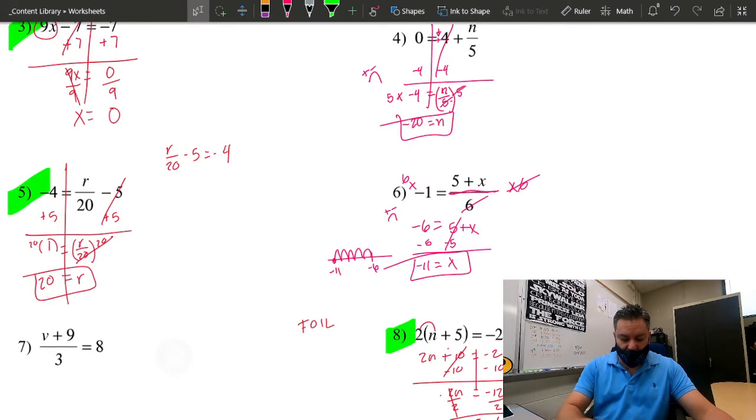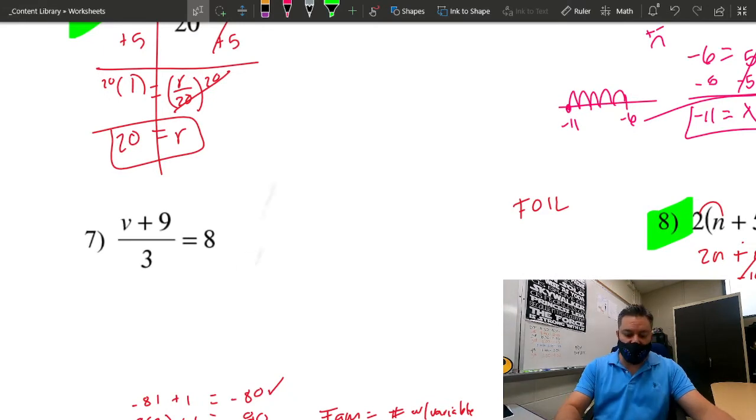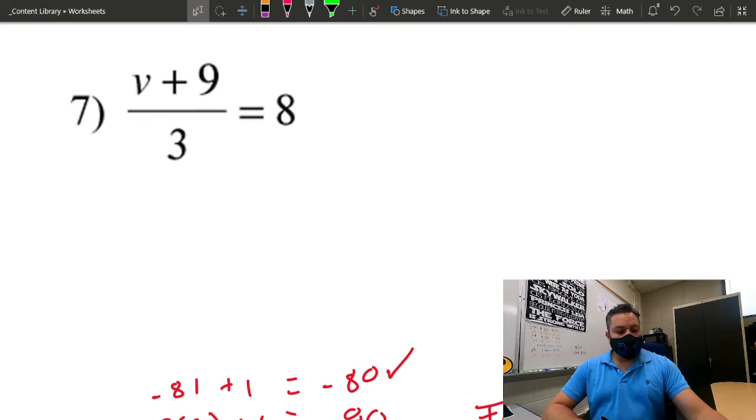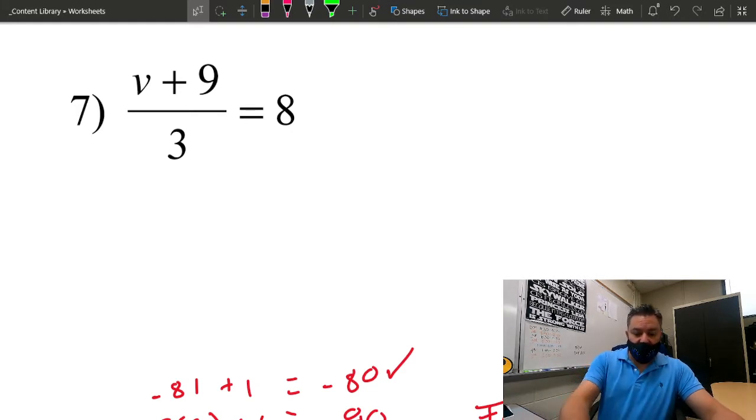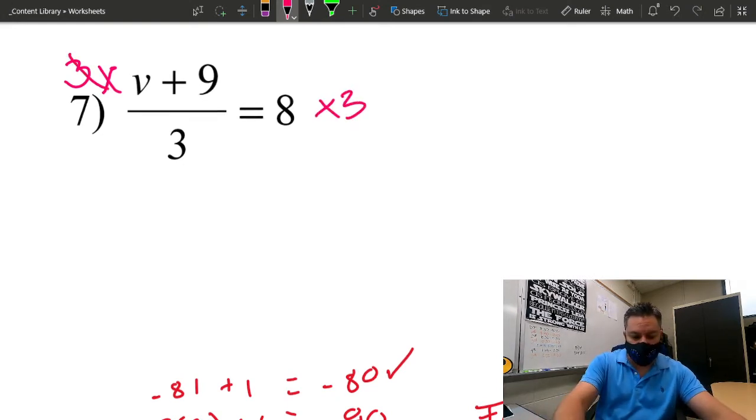Number 7, we have something very similar. Almost identical except different numbers, right? So I guess we can go a little bit faster on this one. What is the first thing that we have to get rid of? The 3. What is the 3 doing? Dividing, and the opposite is multiply. So we're going to multiply this thing by 3, and what I do to one side, you have to do to the other side. Very good. This cancels out. You're left with v plus 9 equals 24.